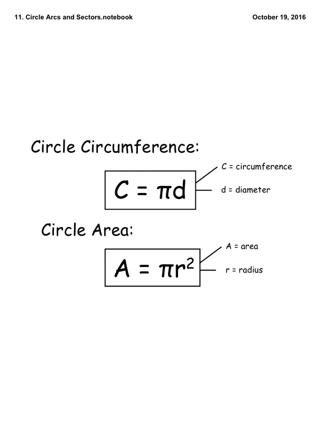You might remember these two formulae from previous years in maths. The circle circumference formula is c equals pi d, where c stands for circumference and d stands for diameter. And the circle area formula is a equals pi r squared, where a stands for area and r stands for radius. The reason I bring these two formulae up is because the arc length and sector area formulae stem from these two formulae.